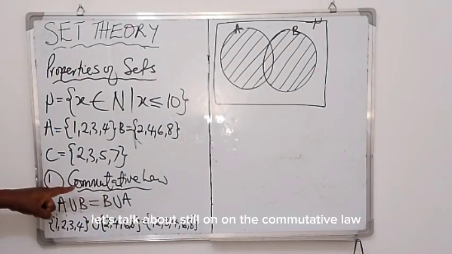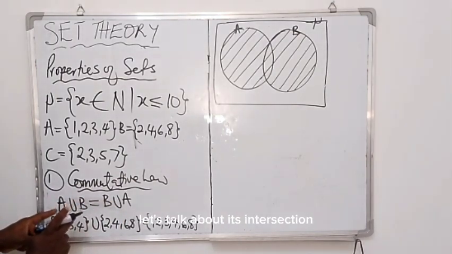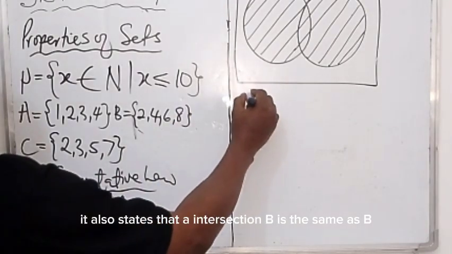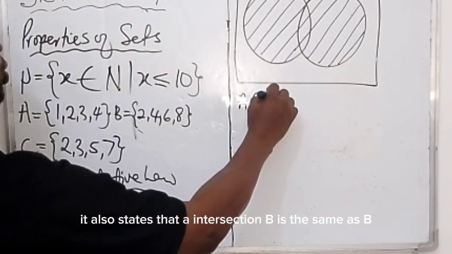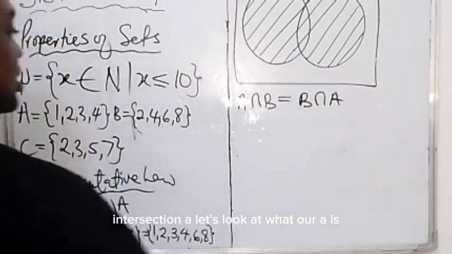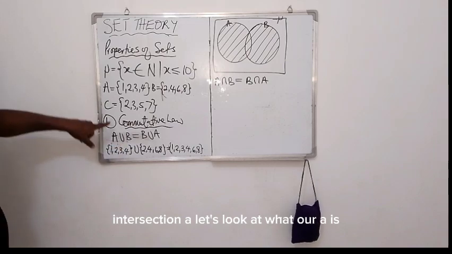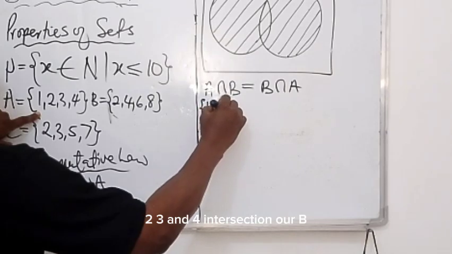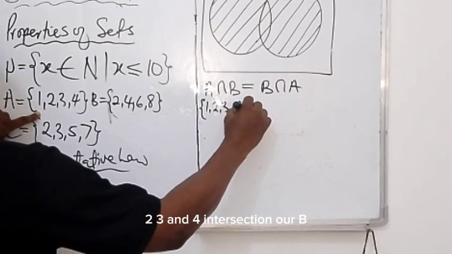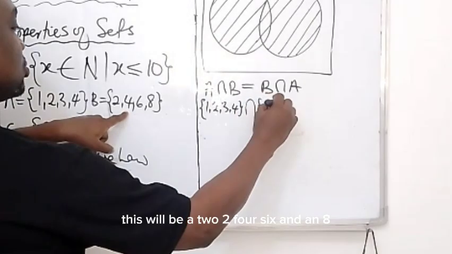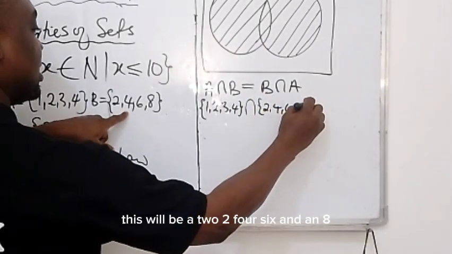Let's talk about, still on the commutative law, this is for its union. Let's talk about its intersection. The commutative law also states that A intersection B is the same as B intersection A. Let's look at what our A is. This is A. We have here 1, 2, 3, and 4, intersection our B, which is 2, 4, 6, and 8.